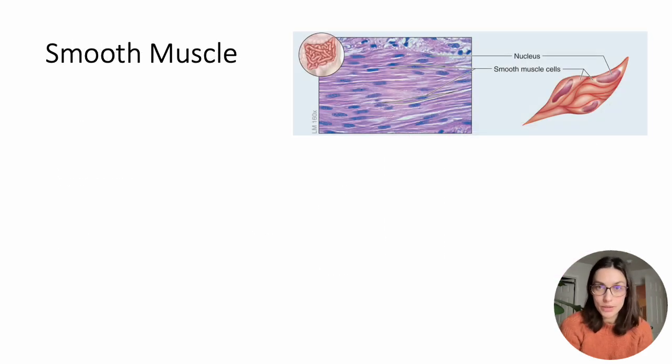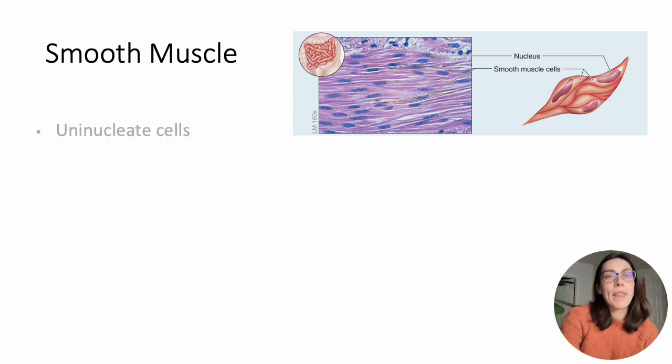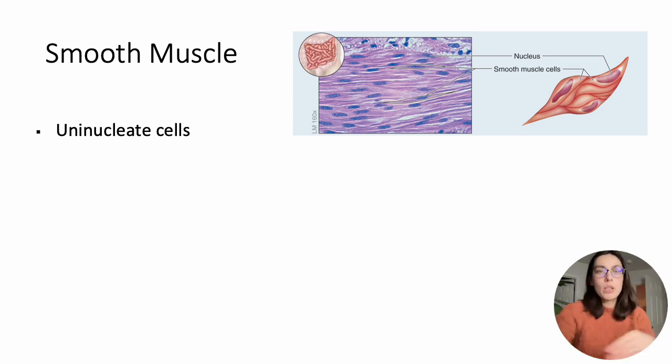Smooth muscles look quite different. They are fusiform. They have this tapered-on-both-ends look, and they only have one nucleus. They're also much, much smaller and not cylindrical.